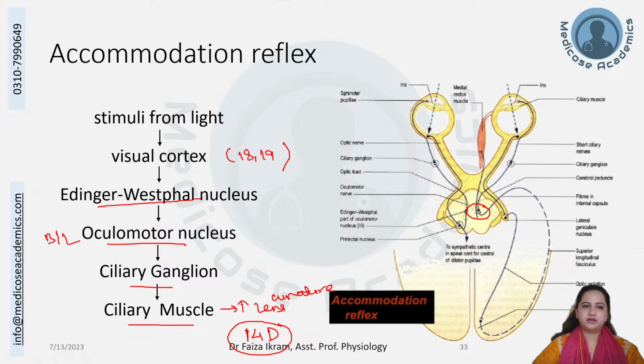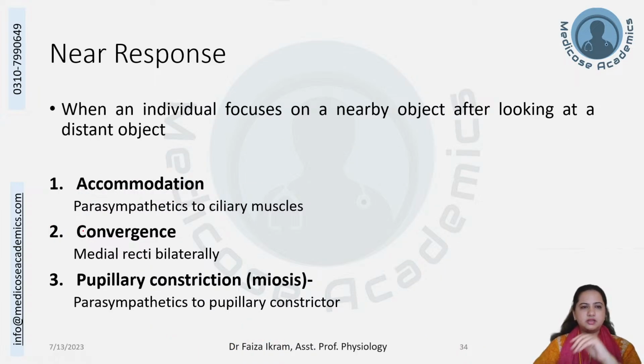So how was it started? By this stimulation of the Edinger-Westphal nuclei by the visual cortex, which led to bilateral stimulation of the oculomotor nerve nuclei. Other than accommodation, once you are looking at something close to you, focusing on a nearby object, two other events also occur.